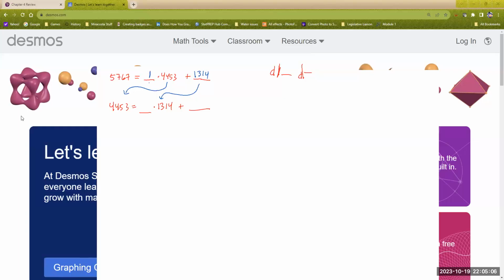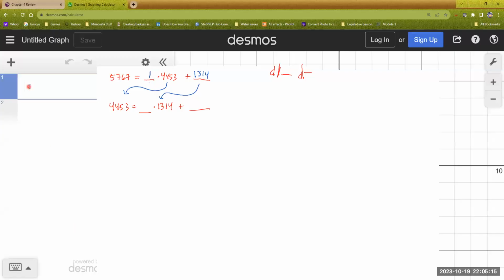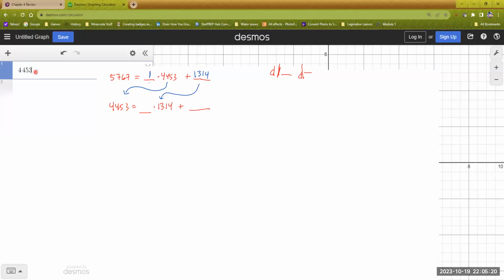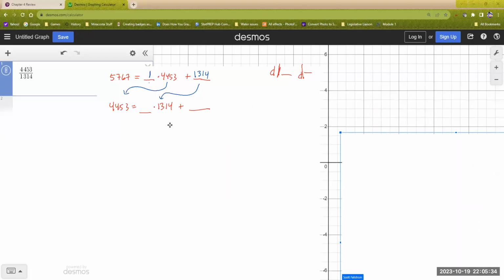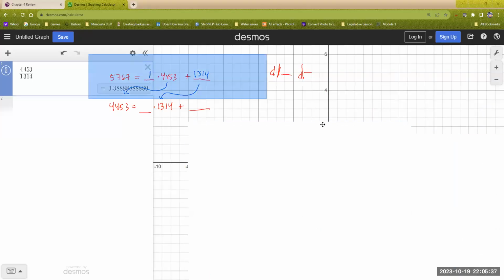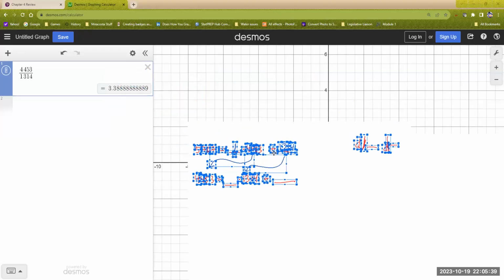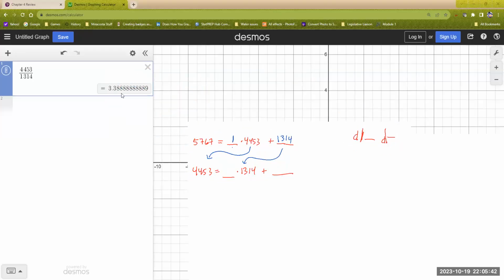Okay, so Desmos is going to get me graphing calculator. I have to make sure I click the right button. There we go. And so I want to do 4453 divided by 1314. Let me move the rest of my work down out of the way. Okay, so it says it goes in 3.38 times. Well, that's a reasonable number.